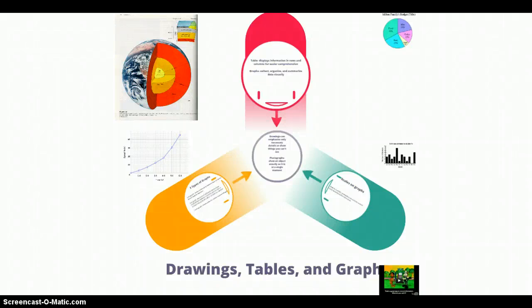Today we're going to talk about drawings, tables, and graphs. Anytime you do a scientific experiment, you're going to have data of some sort that you need to put in a display for other people to read. You can use drawings, tables, and graphs to help communicate that data. It makes it a lot more interesting than just looking at a bunch of numbers on a piece of paper. It makes it more visually pleasing. So we're going to talk about how you use those things and when you use certain ones.